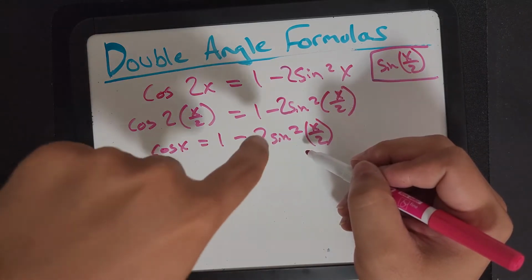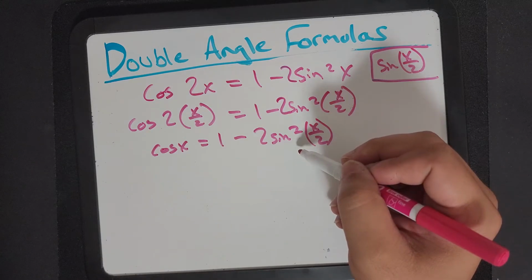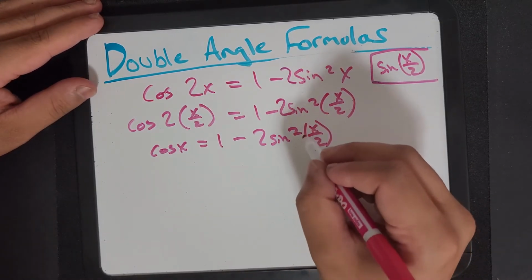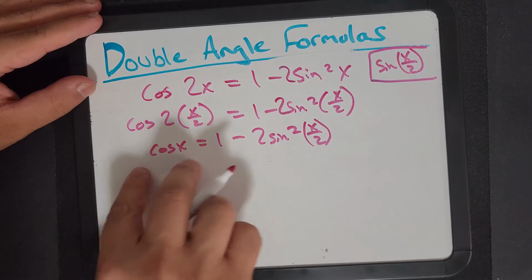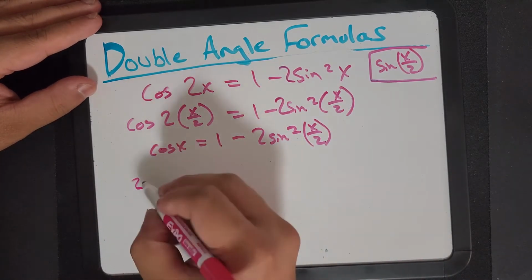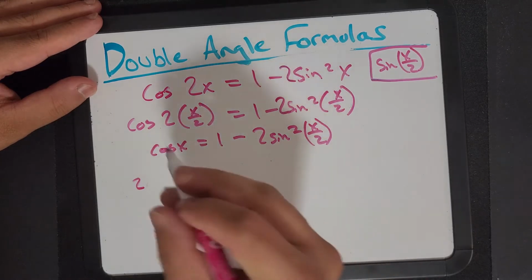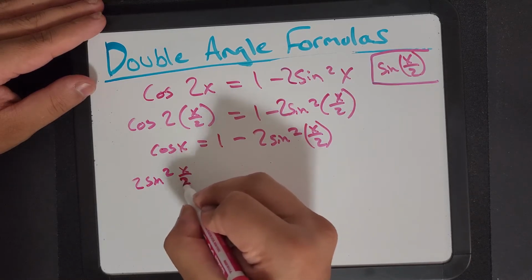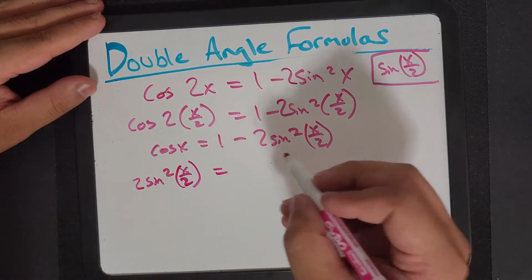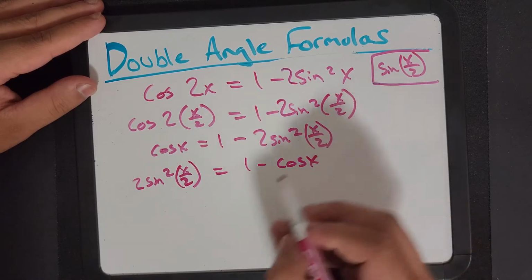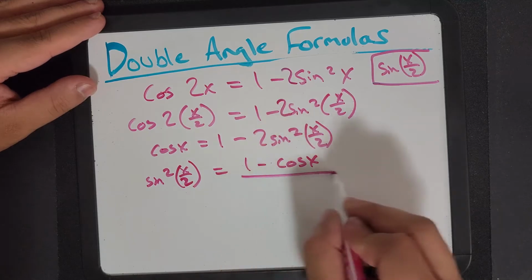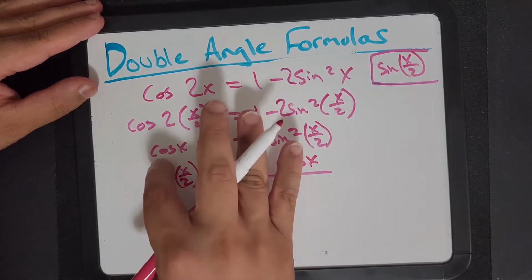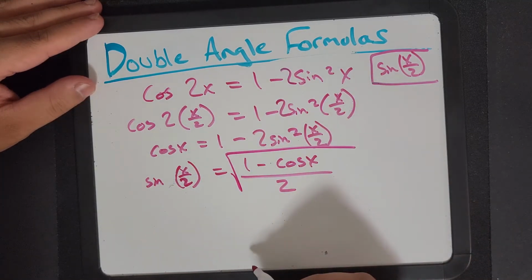Cos x from both sides, so just moving it over. Let's try isolating that. So I'm going to move this term to that side and this term to that side, so I'll have 2 sine squared x over 2 is equal to 1 minus cos x, and then I'll divide it by 2 as well. And then I have the sine squared, so I'll just take the square root.